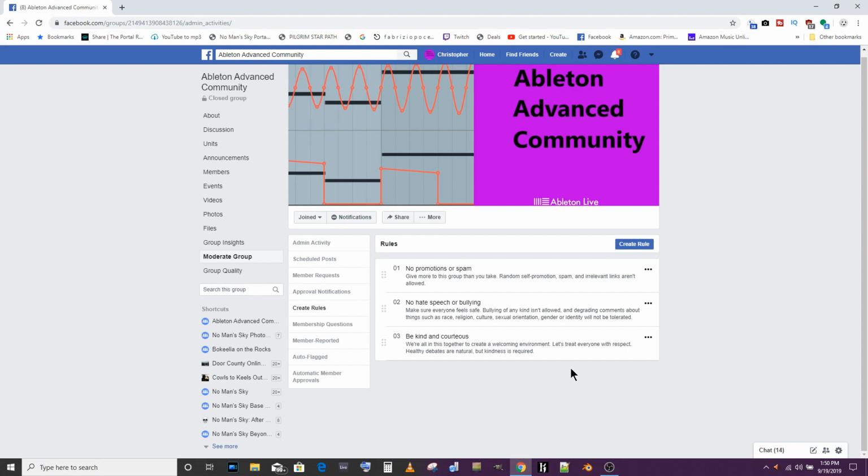Rule number 2, no hate speech or bullying. Make sure everyone feels safe. Bullying of any kind is not allowed, and degrading comments about things such as race, religion, culture, sex, orientation, gender, or identity will not be tolerated. This includes, for me, grammar correction. Some of us are from many different other countries. I think diversity is a beautiful thing, and some of us don't speak or write the language fluently. So be patient with people and be nice, kind and courteous. We're all in this together. We all have a common interest here. We need a welcoming environment, which has been that way so far. I think the moderators are doing very well to keep this place very clean.